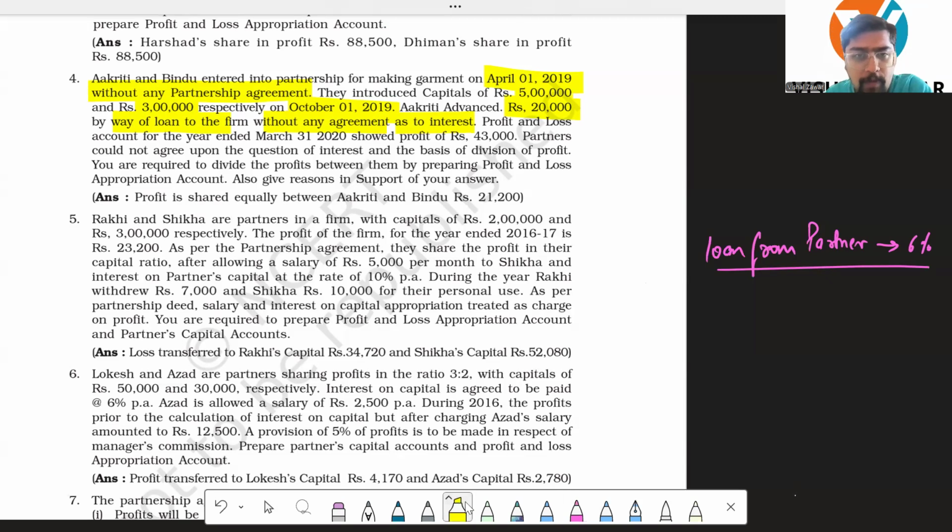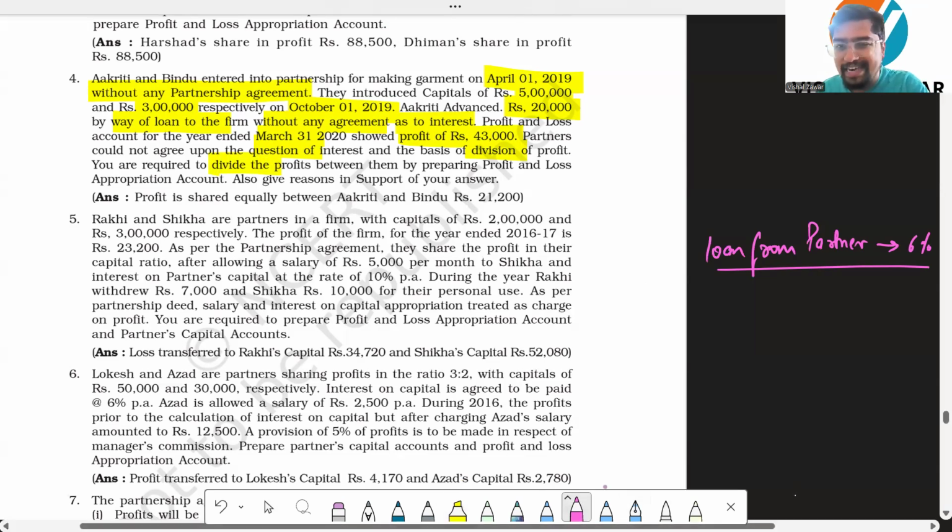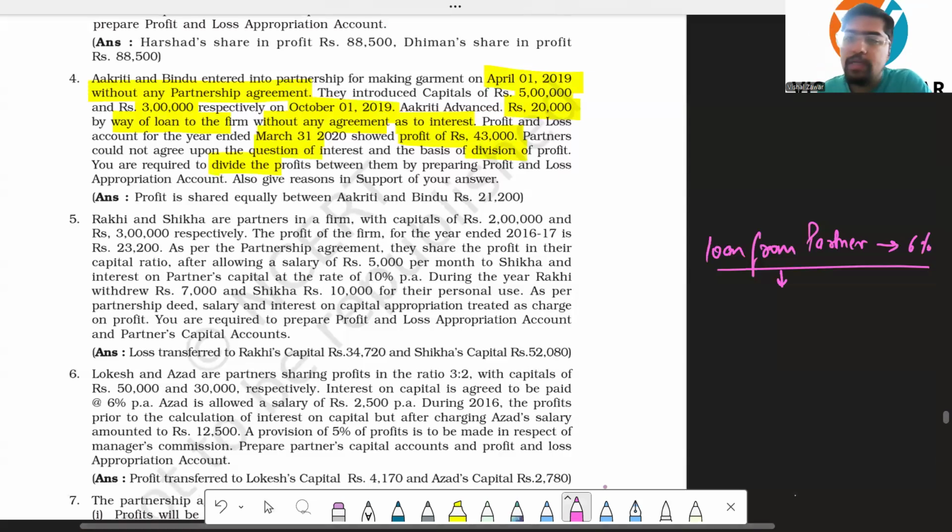Then they have said the profit and loss for the year ended 31st March showed a profit of rupees 43,000. Then partners could not agree upon the question of interest on the basis of division of profit. So you are required to divide the profits and prepare a P&L appropriation account. We understand that whatever interest we pay to a partner for his loan is a charge against profit, right? It is to be transferred to the P&L, not to the P&L appropriation.